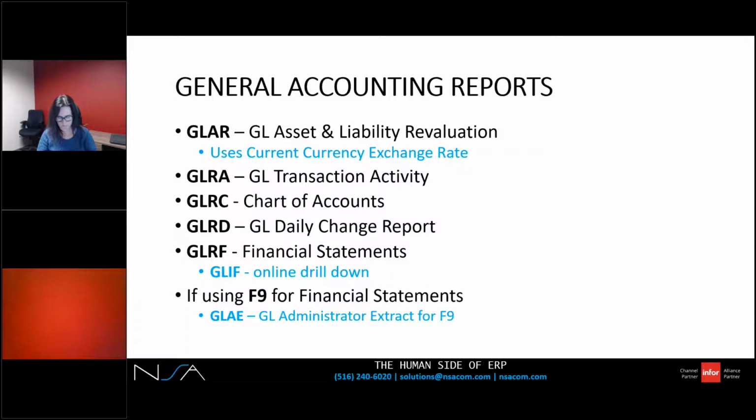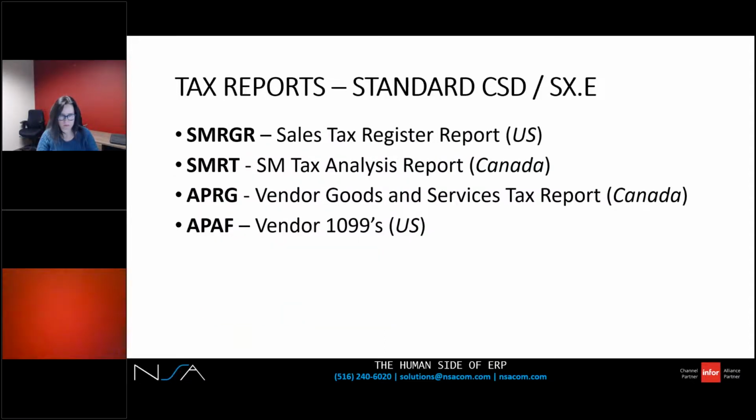GLRF is if you're using the CSD in-system financial statements. If you do, you can also optionally use the GLIF to do a drill down on them. If you are not using GLRF, or if you're using GLRF for some things, but you're using F9 for others, then you would be doing your extract. You're doing your extract on a daily basis for GLAE, but you also would probably be running it multiple times as part of your month-end process. So GLAE is the extract for F9.